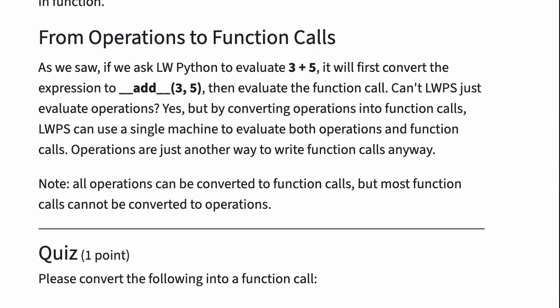As we saw, if we ask LWPython to evaluate 3 plus 5, it will first convert the expression to add 3 5, then evaluate the function call. Can't LWPS just evaluate operations? Yes, but by converting operations into function calls, LWPS can use a single machine to evaluate both operations and function calls. Operations are just another way to write function calls anyway. Note that all operations can be converted to function calls, but most function calls cannot be converted to operations.